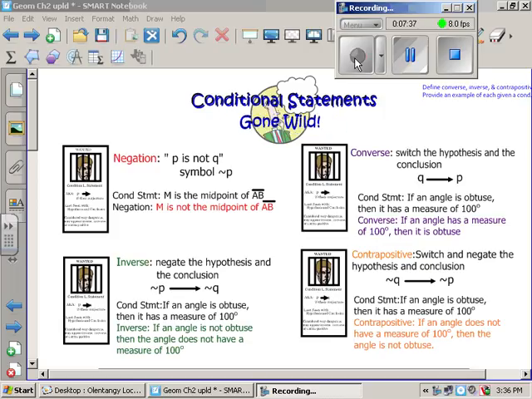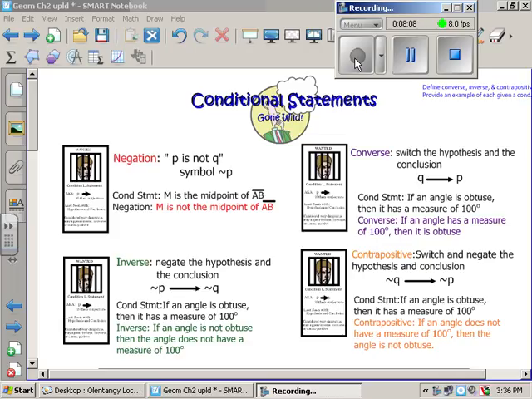There are 3 different kinds of conditional statements rather than the regular old basic kind. There are 3 more kinds. And before we talk about them, you have to talk about negation. Negation, think of a word that sounds like negation to you. Right, negative. And negative, that's what negation is. It just makes whatever you're saying negative. And the symbol for that is this little tilde, little swirly thing here.